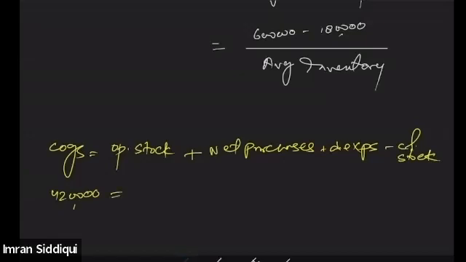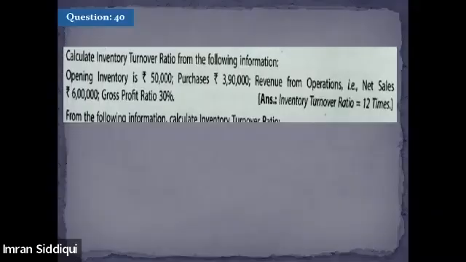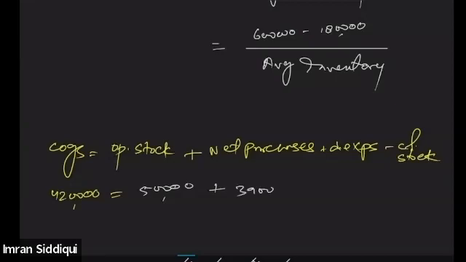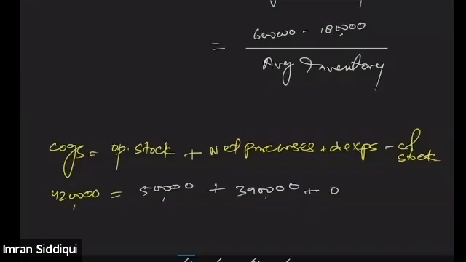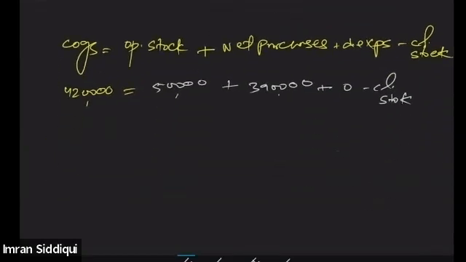Yes. Opening stock is given in the question as 50,000, right? Plus net purchases, I think also given, 3,90,000. But the direct expenses is not given in the question. We can take it as 0. Right. And the closing stock we will be able to find. It will be 4,40,000 minus 4,20,000. The closing stock should be 20,000. Right?